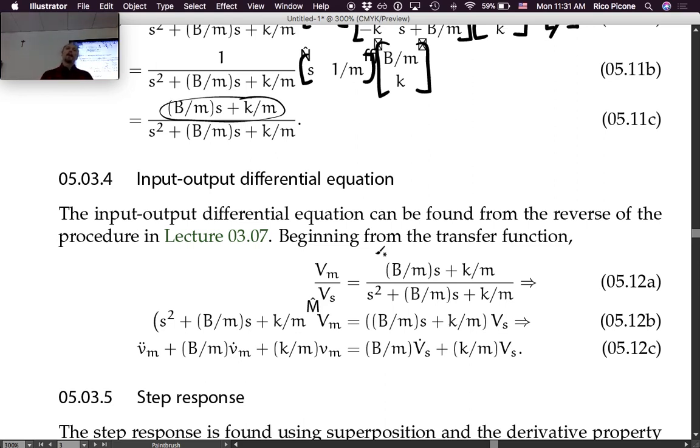So we have our transfer function is Vm over Vs. Laplace transforms of them, right, is equal to this.